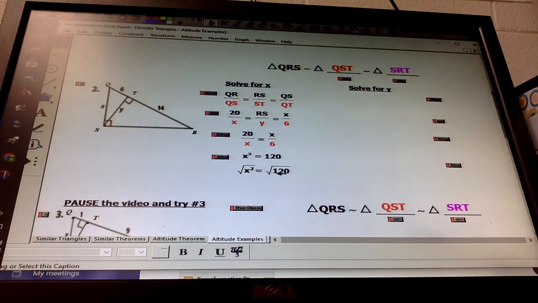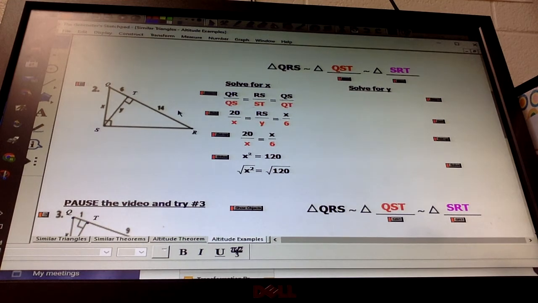Now, that can be broken down. Back in algebra, you talked about how to break square roots down. We're not going to do that. We're just going to leave it the square root of 120. If you want to put it in the calculator, you can to get the decimal value. But for right now, we're going to leave that like that.